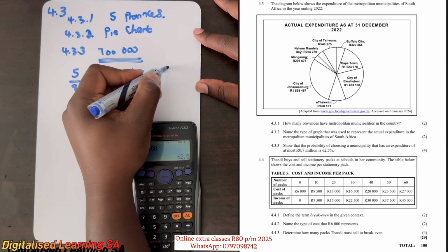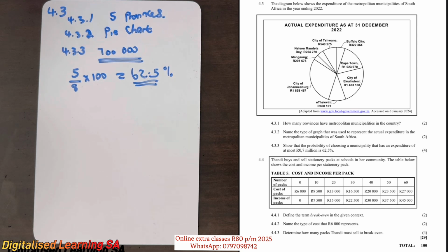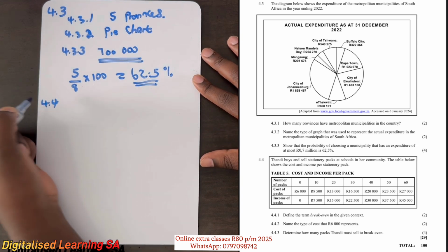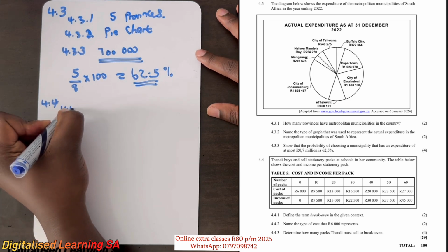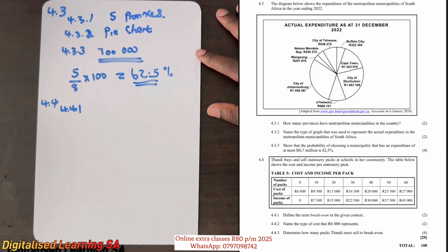Okay, percent. Okay, so now we are done with question 4.3, and we will be moving to question 4.4. Question 4.4 says that Thandi buys and sells stationery packs at schools in her community. The table below shows the cost and the income per stationery pack. So let's start with question 4.4.1. Question 4.4.1 says define the term break-even in the given context.